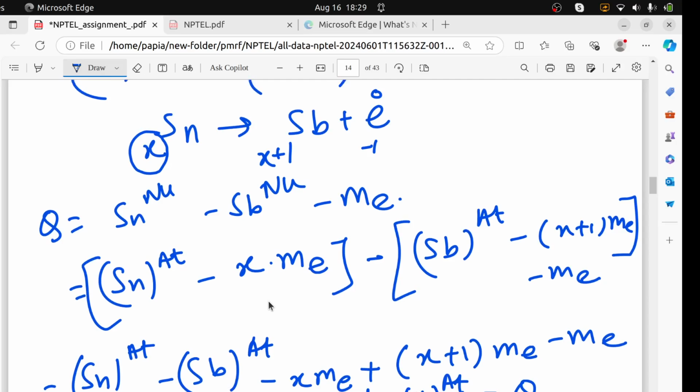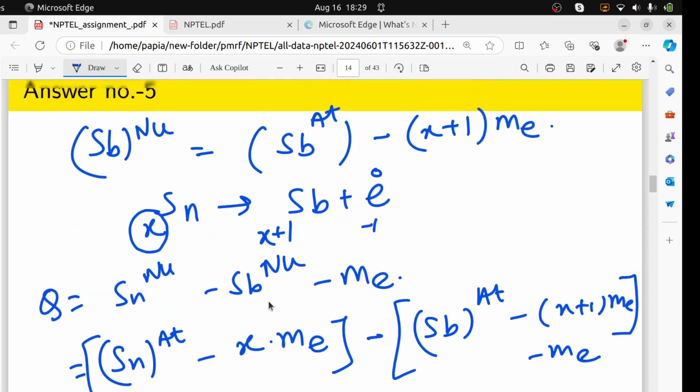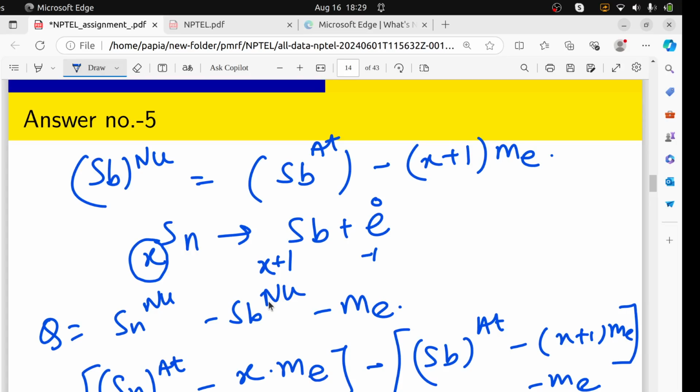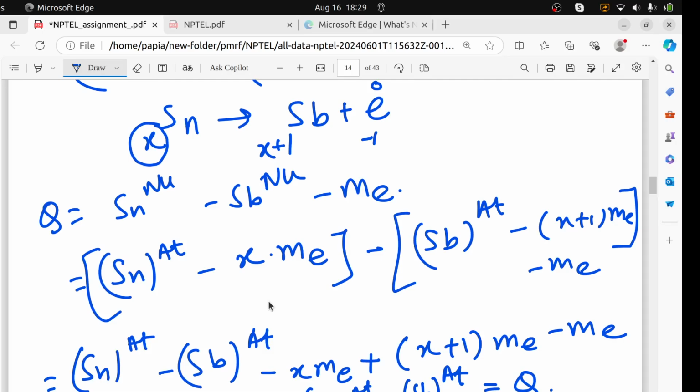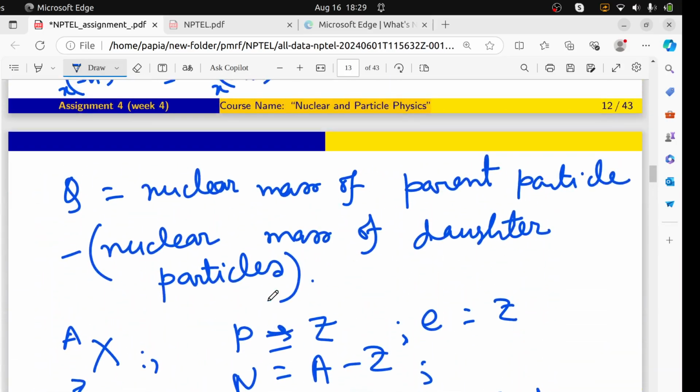Now for the beta minus case, just remember that one. For the beta plus case it will be a little bit different, and I will come to beta plus also a little bit later. But for now, just see the expression. Q value for beta minus is nothing but atomic mass of the parent nucleus minus atomic mass of the daughter particle.